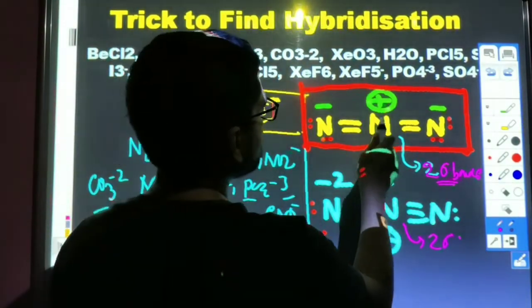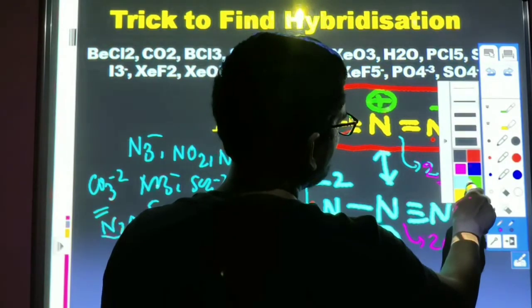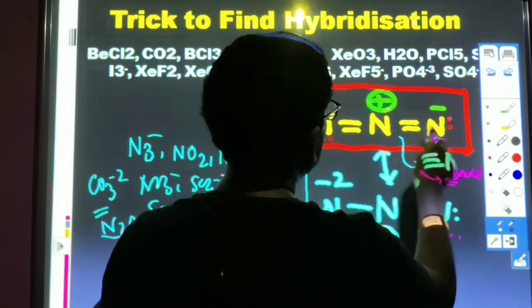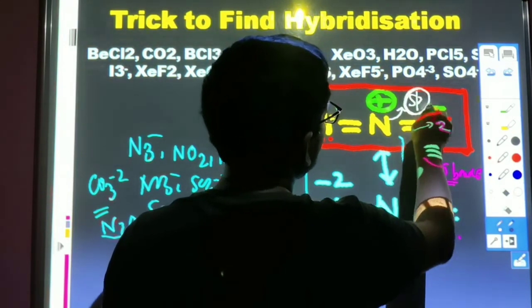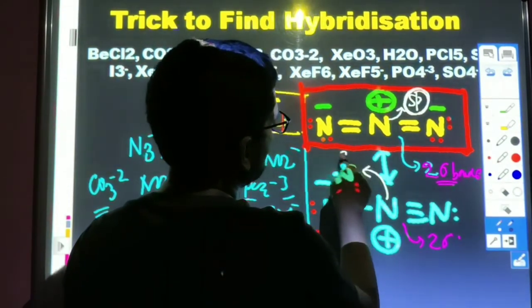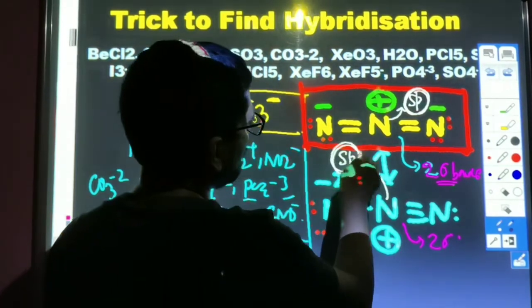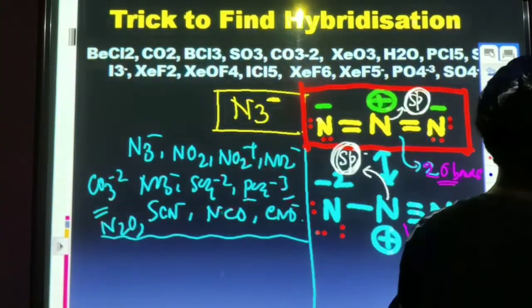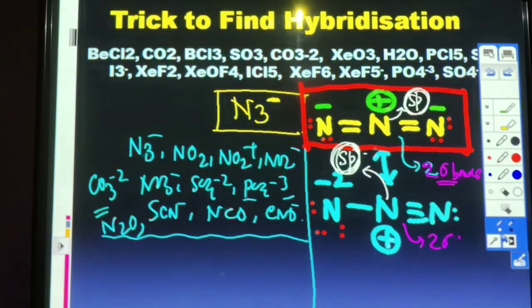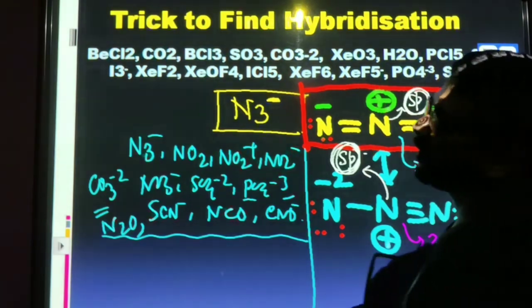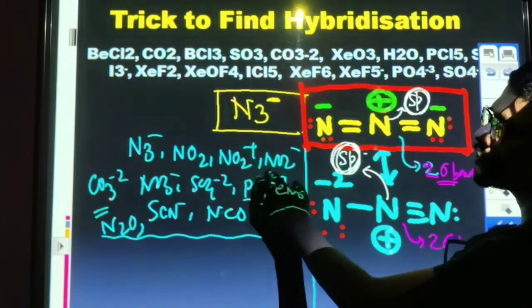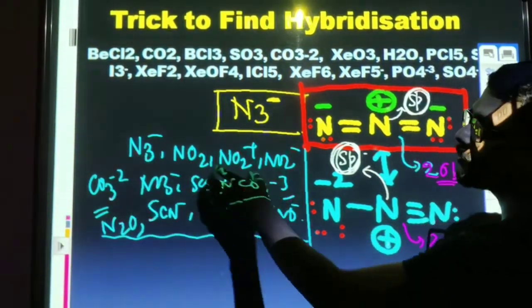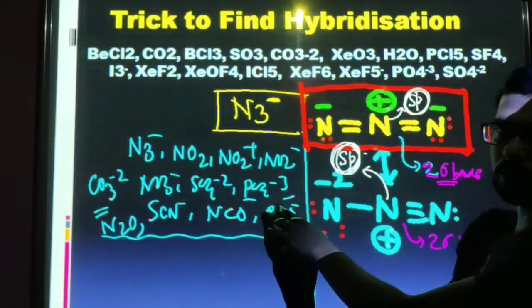So what will be the hybridization? In this case the hybridization will be sp. This nitrogen is sp. For this resonating structure, the hybridization won't change. Here also, the hybridization will be sp. In my next lecture, I will show you how to determine the hybridization of the central atom for these molecules. These molecules are very important molecules.